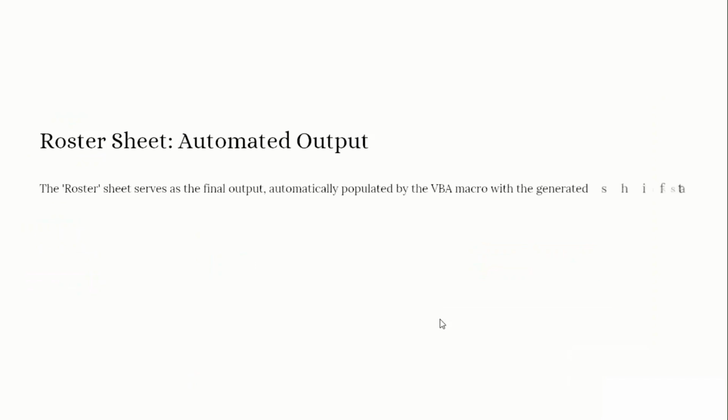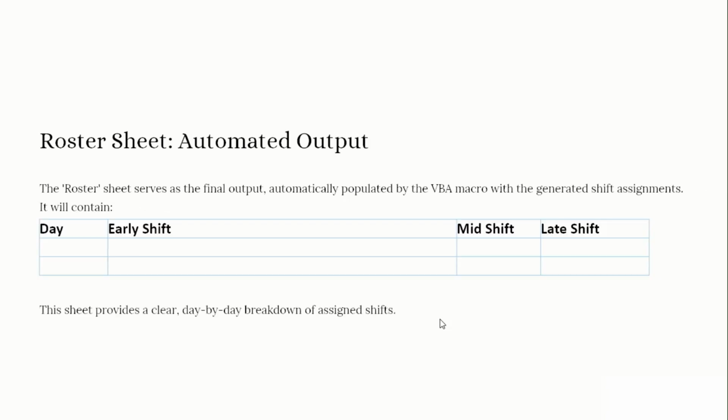Roster sheet automated output. The roster sheet serves as the final output, automatically populated by the VBA macro with the generated shift assignments. It will contain date, early shifts, mid shifts, late shifts. This sheet provides a clear, day-by-day breakdown of assigned shifts. Now the sheet structure is ready to apply the macro, so I will generate the macro with ChatGPT.